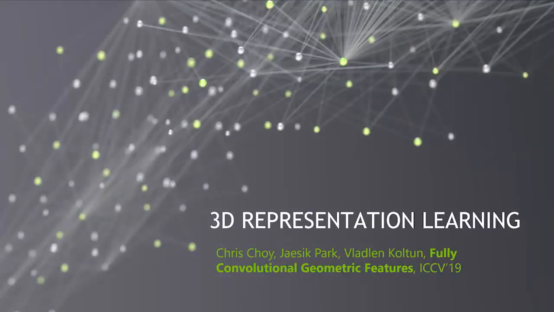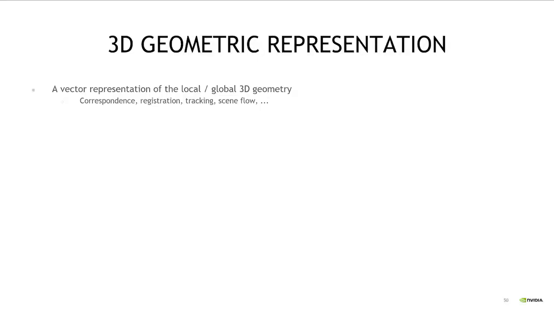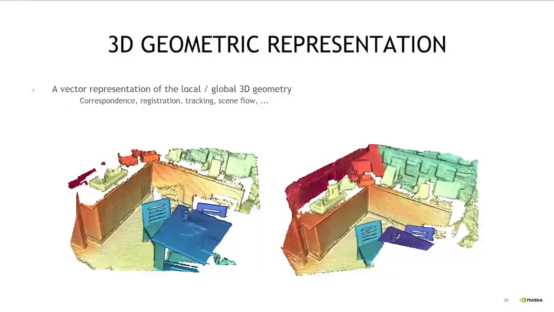The next topic is 3D representation learning and registration. Within the representation learning, learning geometric features and representations is one of the most important areas. Specifically, 3D geometry features are vector representations of local or global 3D geometry. These features are used in 3D correspondences, registration, tracking, and scene flow. For example, on 3D scans from different perspectives, we want to find geometrically equivalent points. In geometric representation learning, we want to find a vector representation that is invariant to translation, rotation, scale, or occlusion.